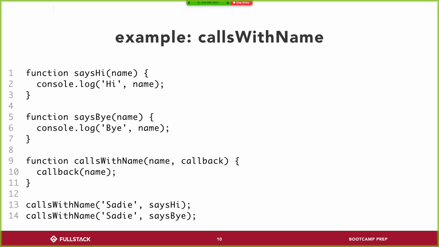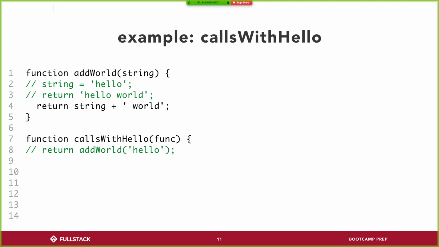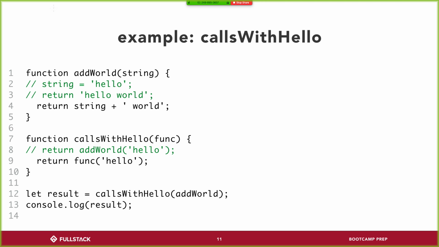And says bye, along the same vein, just calls the says bye function, because now callback will point to says bye instead of says hi. So these are just more examples of callbacks. So here, if you want to take a moment to look at this and see what this might output to the console. Calls with hello takes a function, and then it calls that function with the hello string.